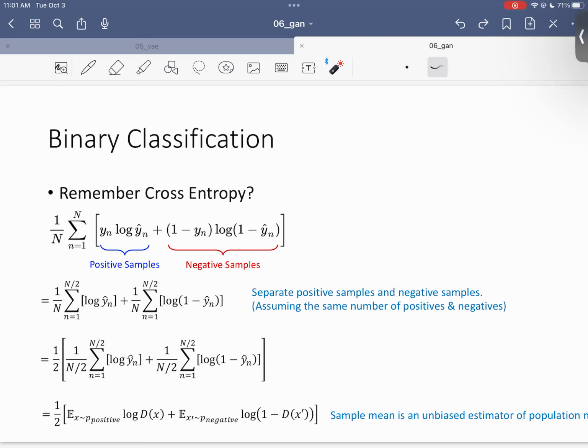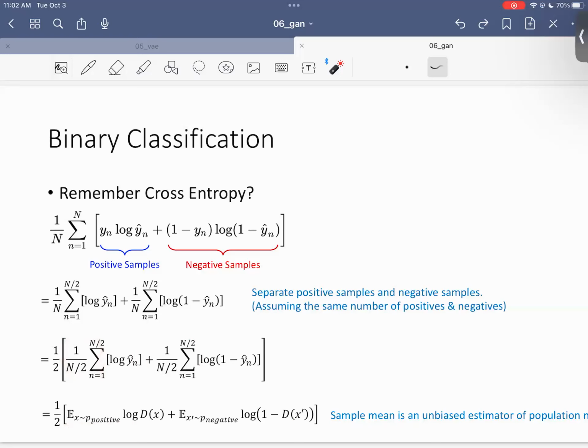And then what happens is, this is a what? This is a mean. So it's an average, right? This is an average, so it's a mean. So you can think of this as like an expectation. This also is the same. So we can think of this as an expectation. So what is this an expectation of? This is an expectation over the positive samples, and this is an expectation over negative samples.